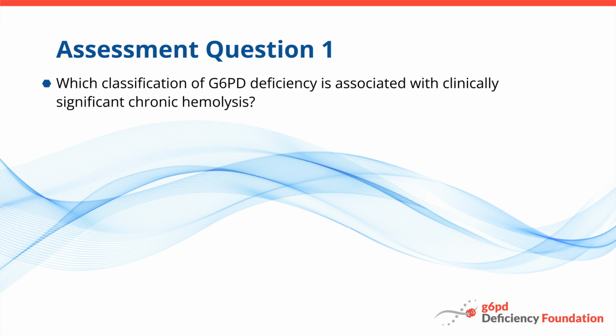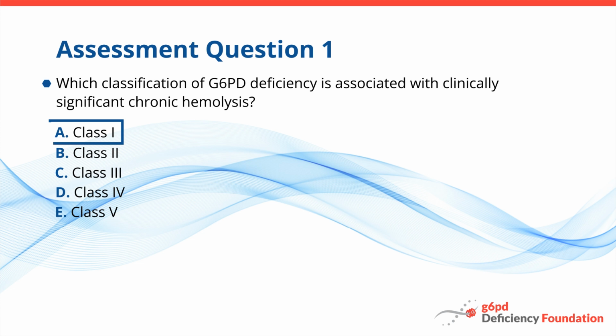Which classification of G6PD deficiency is associated with clinically significant chronic hemolysis? The answer is A, Class 1.